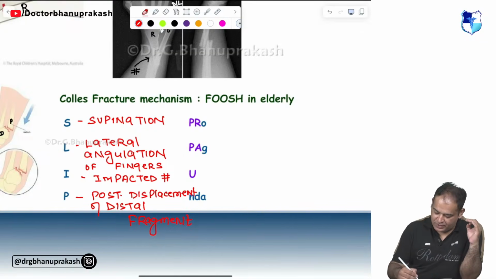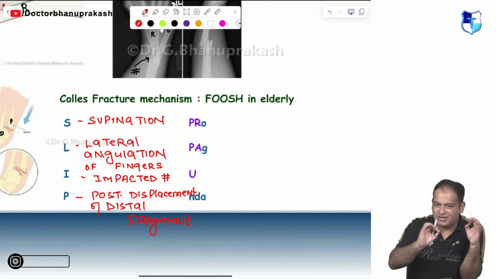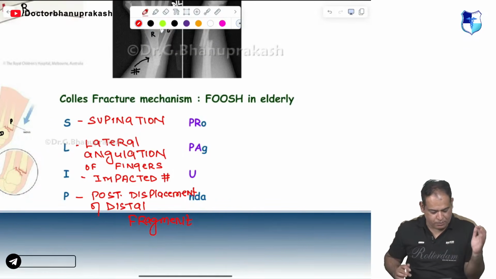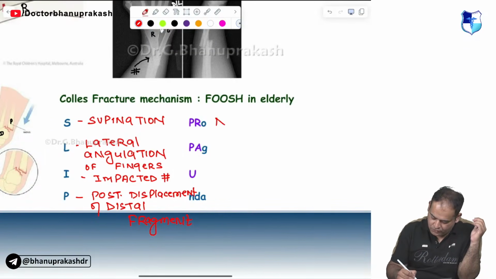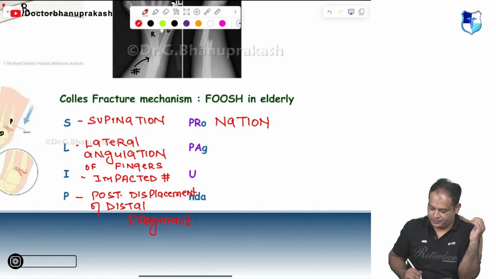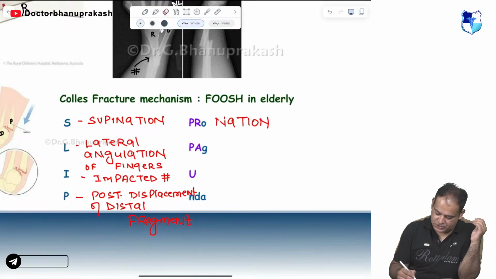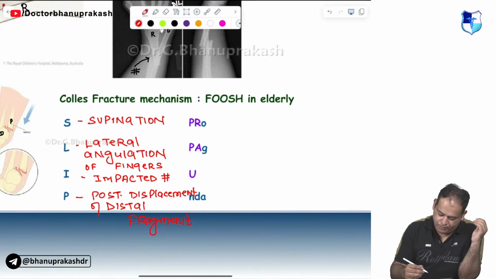And what is the treatment? Treatment mnemonic is propaganda. So from supination we will convert to pronation.